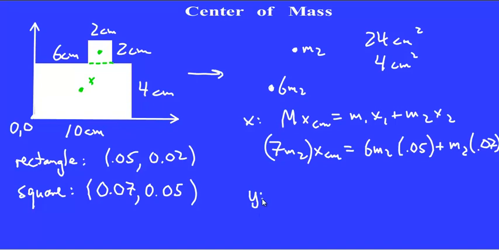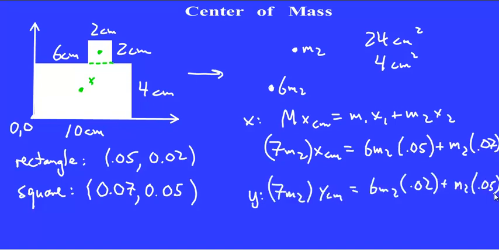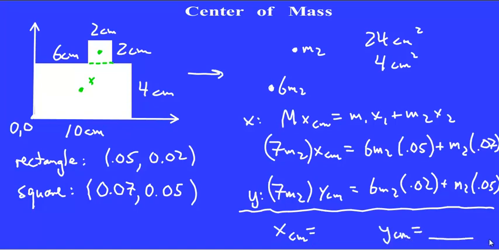I'll write out the y one as well; it's going to look similar. When we solve those, we get XCM equals and YCM equals, which will be our x and y coordinates of the center of mass. Notice, by the way, that each term in both equations has an M2, so those M2s end up canceling, and then you're just dealing with numbers. It works out pretty niftily.